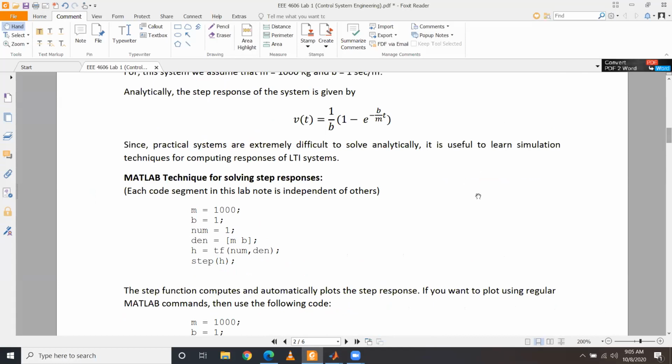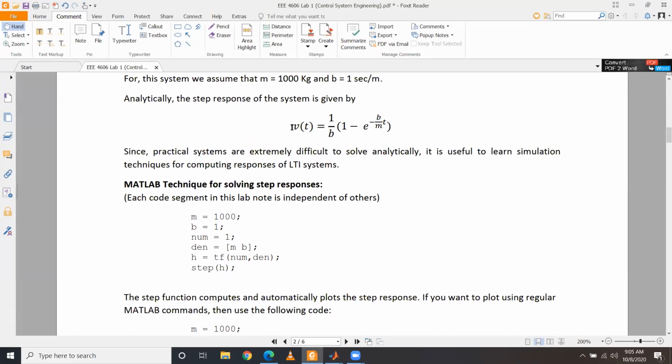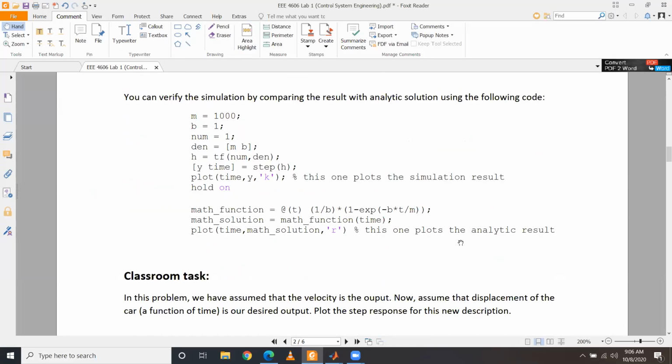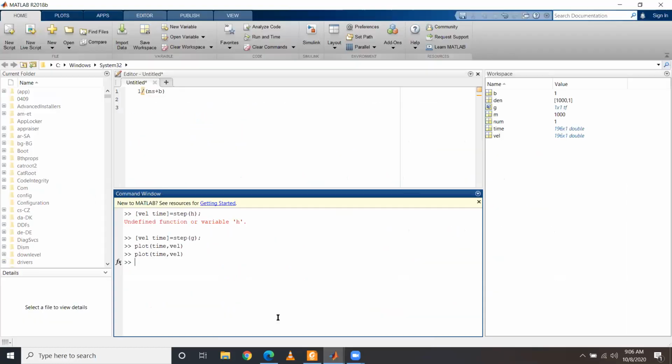The last one, you can verify the simulation by comparing with the analytical solution. So our analytical solution was this one, right? So you can also plot using this equation itself and then verify whether they are the same. They should be the same. So for this one, you need to know a new thing, which is called function handle. If it's new to you, it's new.